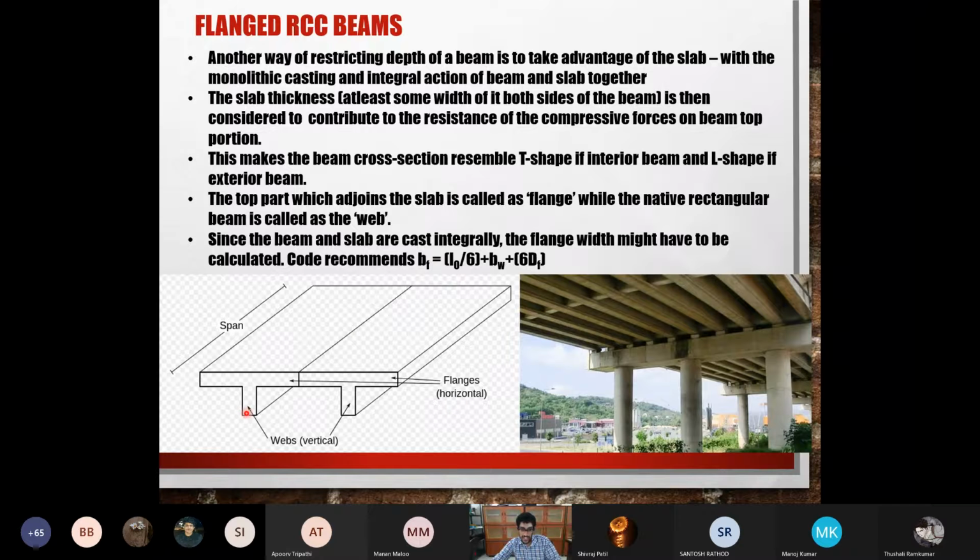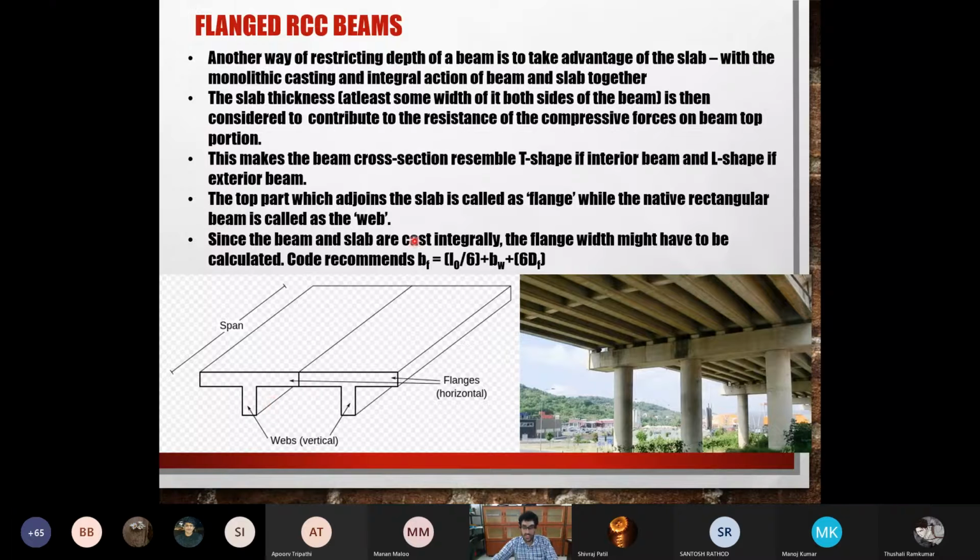BW is the width of this web. You see this web, no? The width of this one, that is BW. And DF is the depth of the flange. DF is this depth. F means flange, W means web. B is obviously breadth and D is obviously depth. So BF is the width of the flange which you can consider. It is not necessary that it will be this entire thing. Sometimes if this whole thing is too long, then it may be only till some part of it.